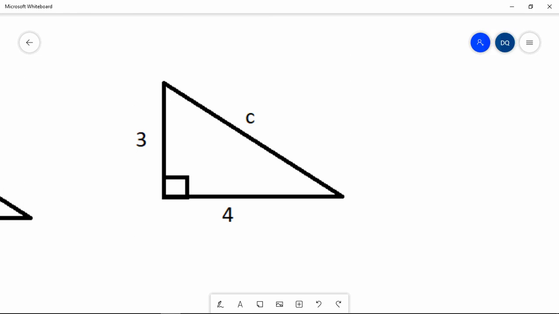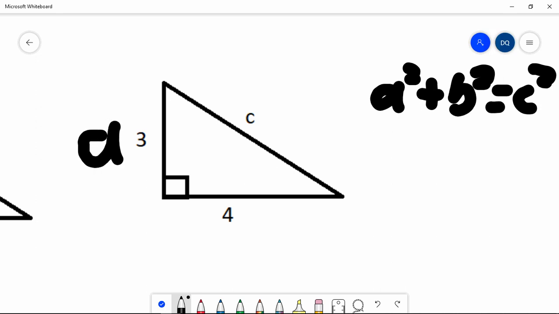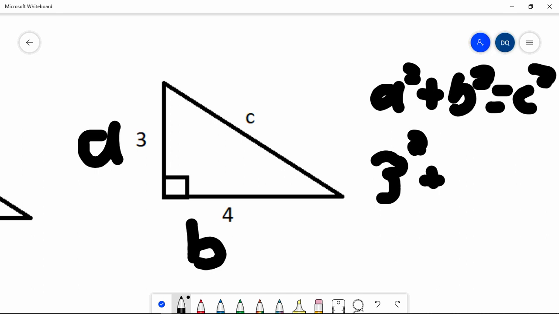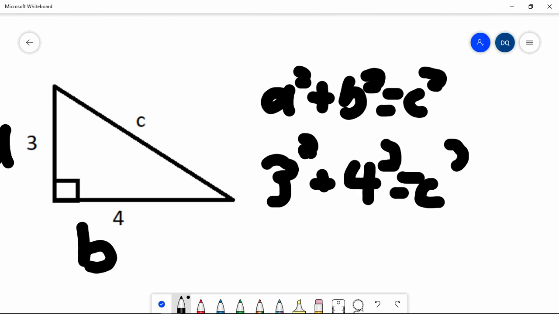If I have a triangle and my side lengths are 3 and 4 and I'm looking for the long side, I identify the Pythagorean theorem, which is that a squared plus b squared is equal to c squared. Now, this is side length a and this is side length b. So a squared is 3 squared, and b squared is 4 squared. So I have 3 squared plus 4 squared, and that's equal to c squared.